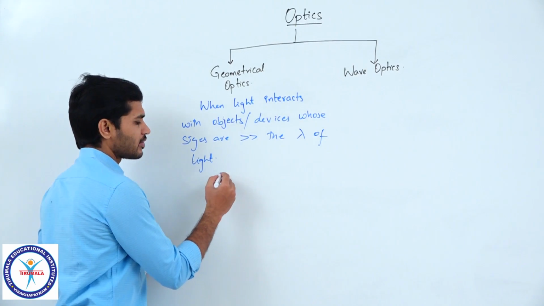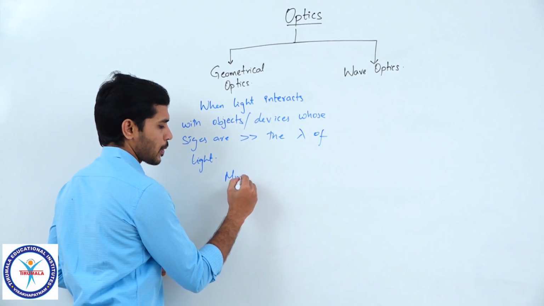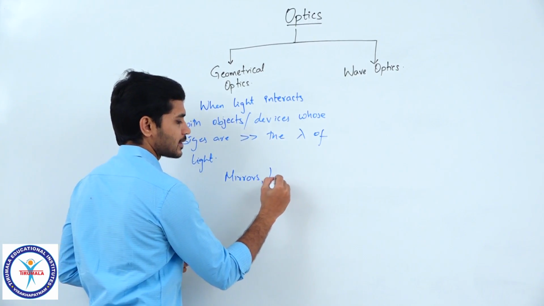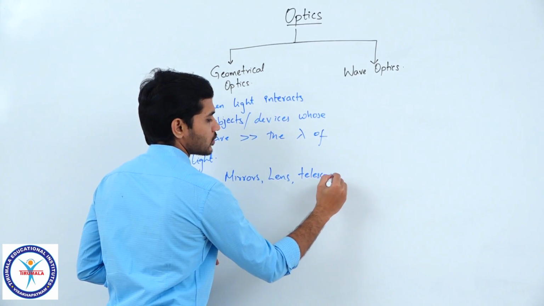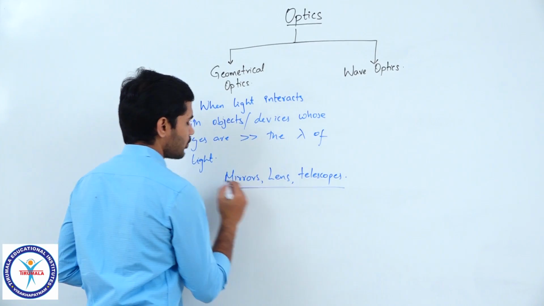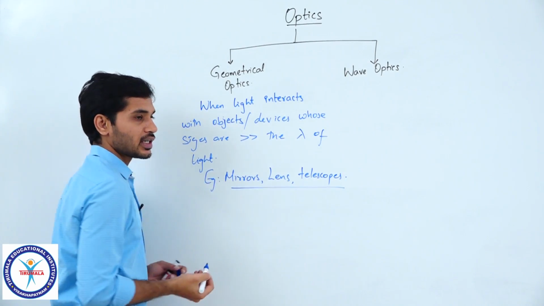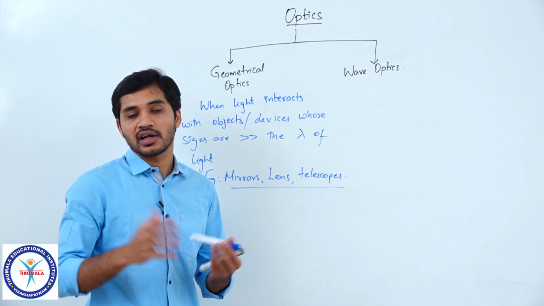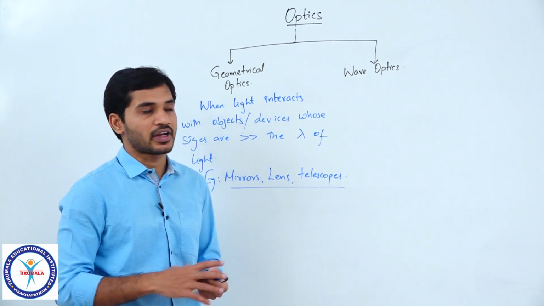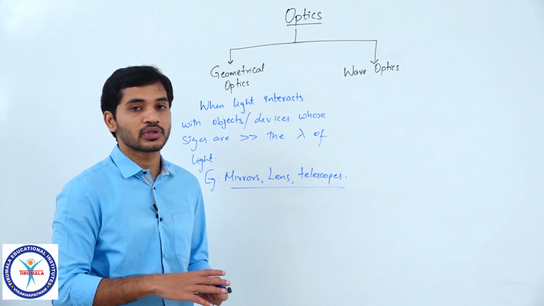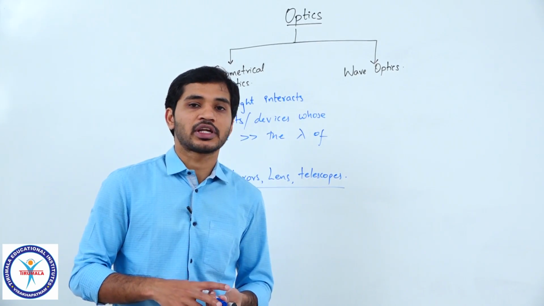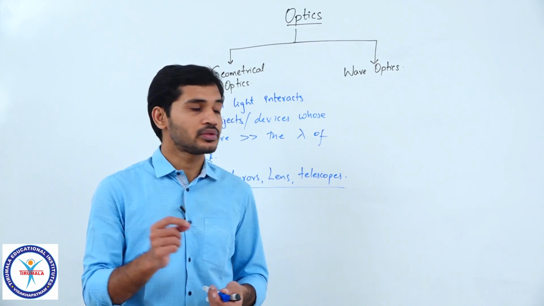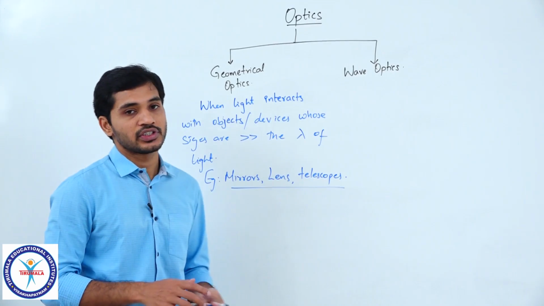For example, whenever we are dealing with mirrors or lenses or telescopes, something like this. All these objects which I have written here have far larger size when compared to the wavelength of light. When I am talking about visible light, you all know that its wavelength lies from 4000 to 7000 angstroms, which is a very small value when compared to the sizes of these objects.